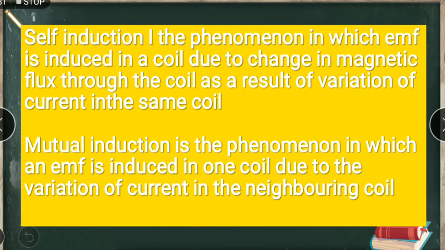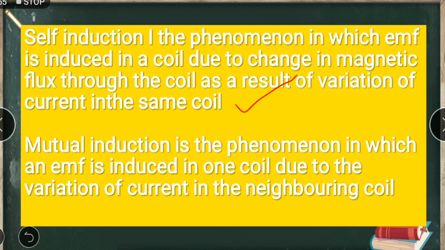So self induction is the phenomenon in which EMF is induced in a coil due to change in magnetic flux through the coil as a result of variation of current in the same coil. Okay, it's the definition of the self induction. In the same coil magnetic flux varies and in the same coil current will be produced.